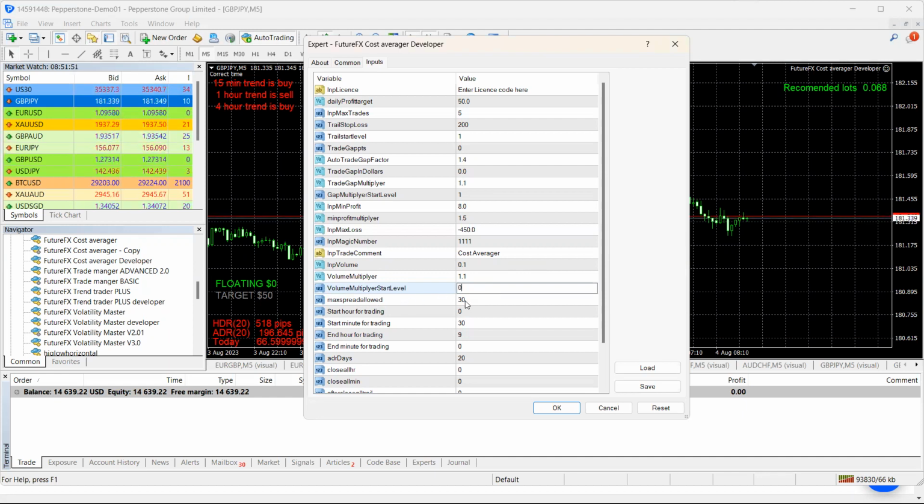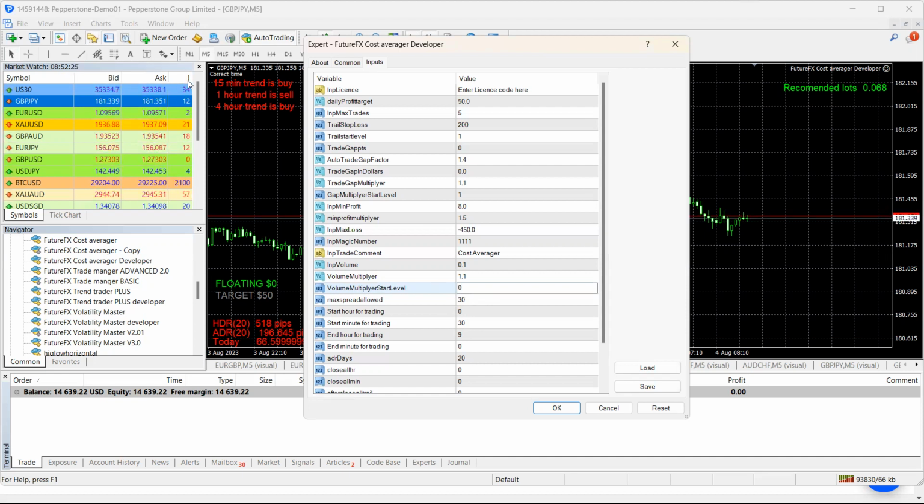Maximum spread allowed. If the spread on that particular pair exceeds what is in here, then it won't trade. It won't take out initial trades anyway. So 30 is the default setting. That will be suitable for almost all Forex pairs. Some exotic pairs, pound New Zealand dollar is the only one I'm using, I have 45 set for that, but 30 should suit almost all Forex pairs.